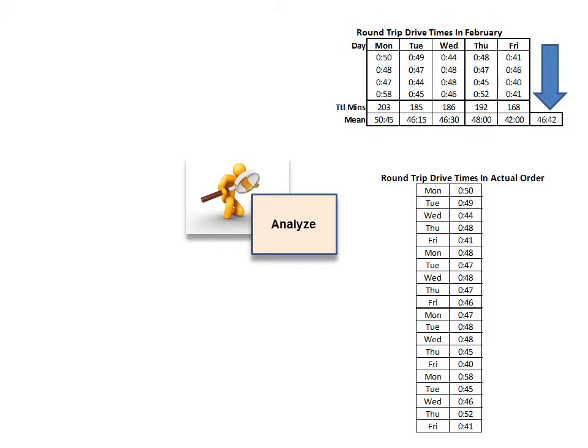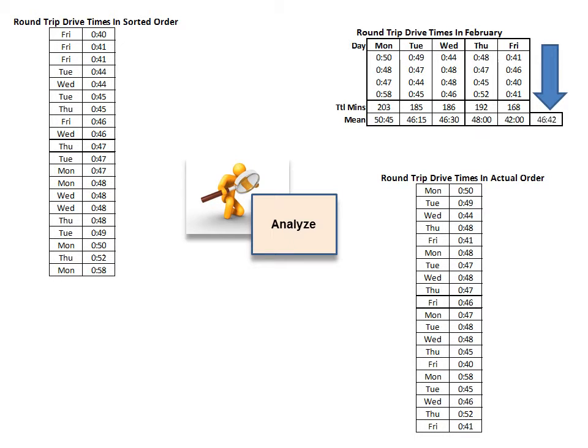The mode average identifies the values that occur most often. The mode average ignores values that occur only a few times and focuses on the values that occur most often. In my data, there are 6 modes: 41, 44, 45, 46, 47, and 48 minutes. Another way of thinking about the mode average is to ask which drive time is most likely to happen again. In my case, it is 48 minutes.